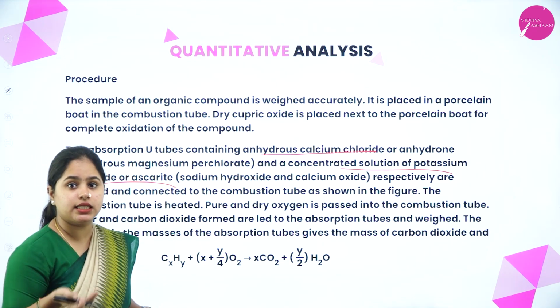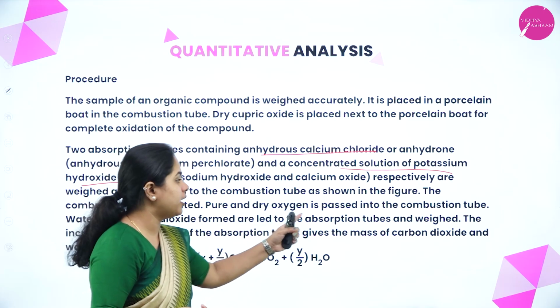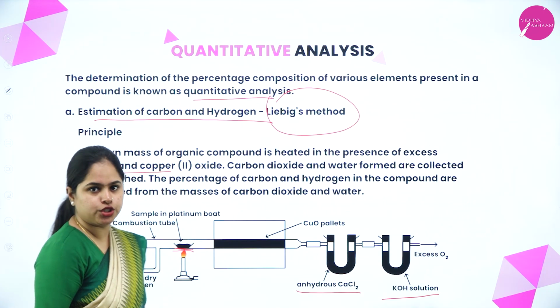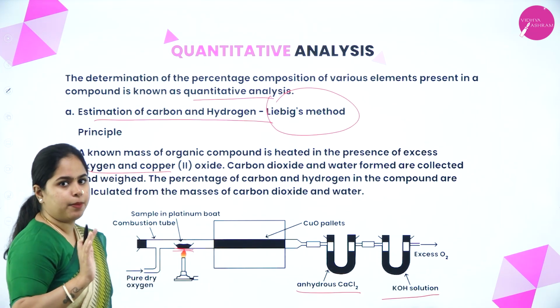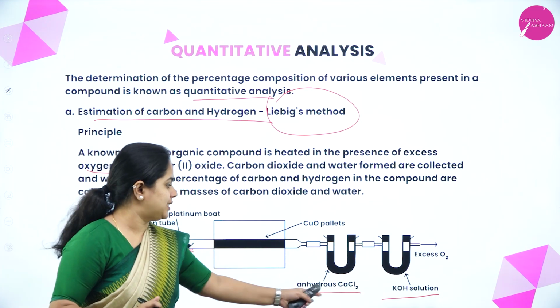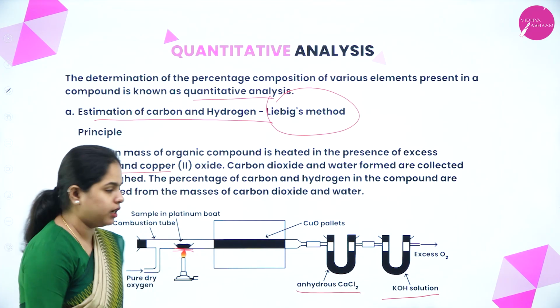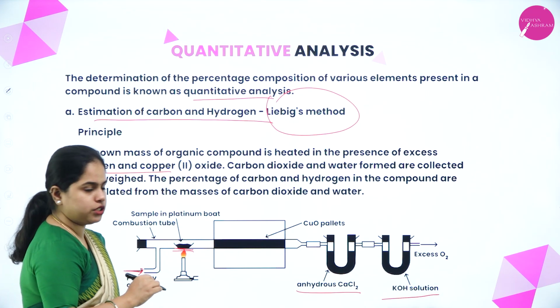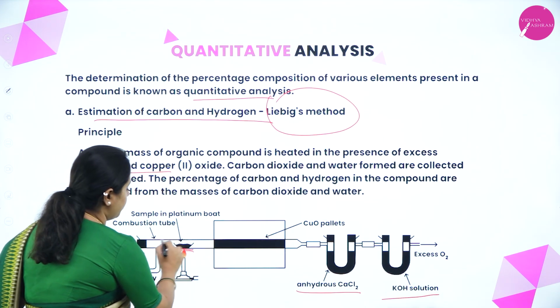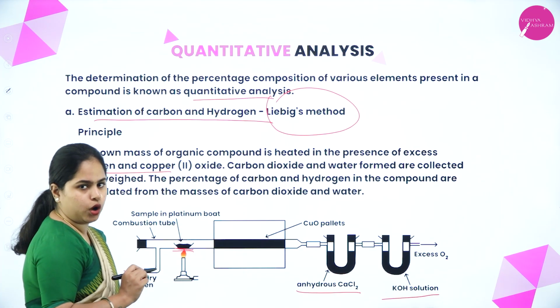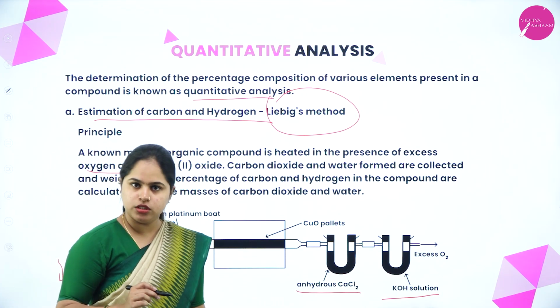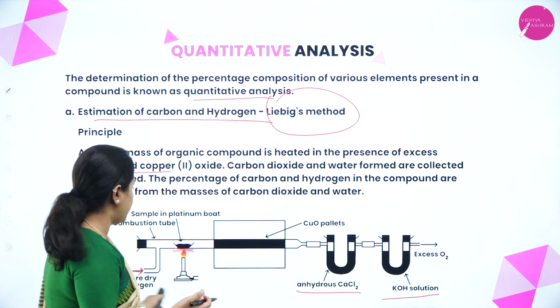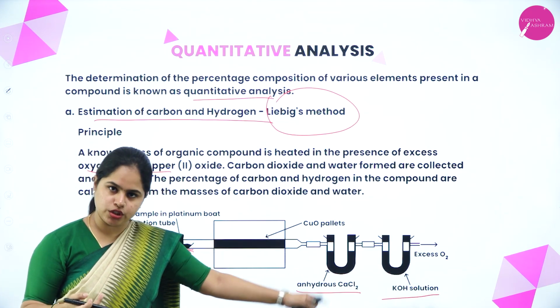Now we start heating the combustion tube. Pure and dry oxygen is passed into the combustion tube. Once all the apparatus is done, that is, the fitting of the two U tubes is done, we start passing pure and dry oxygen through the combustion tube. So the oxygen now will pass through the organic compound, through this combustion tube. We start heating it and we pass the pure and dry oxygen through it.